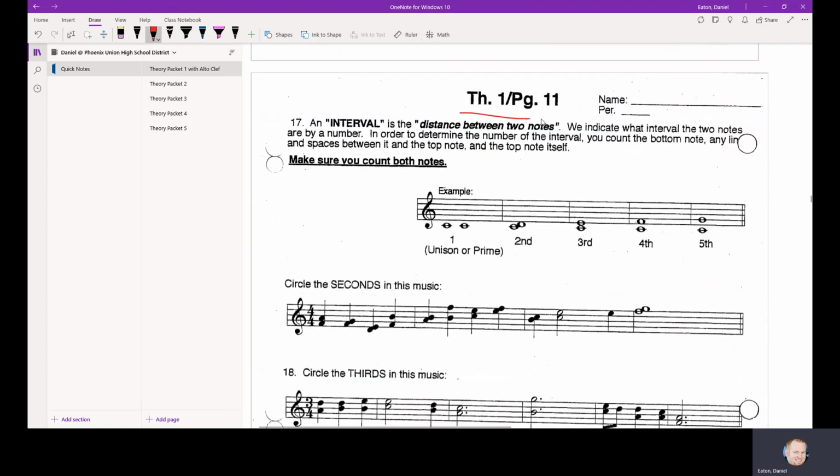For our next session, we're going to start on page 11 where we're talking about intervals. This is another one that some students had a problem with, so make sure you tune into the beginning of the next video, session number 3, so I can show you how to figure this stuff out.